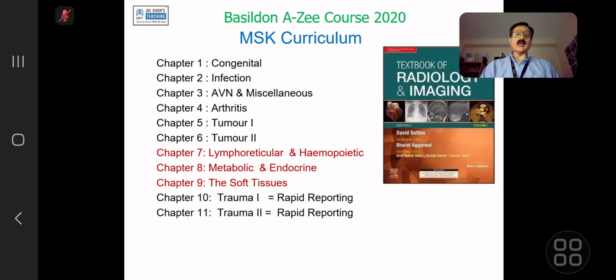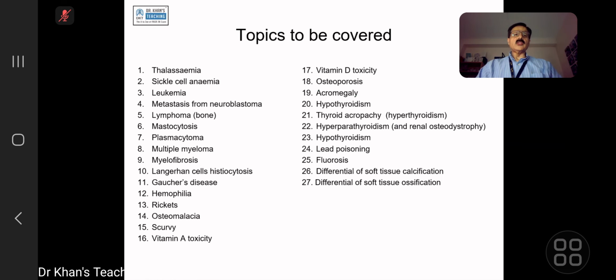Today's session, I am going to cover lymphoreticular and hematopoietic system, metabolic and endocrine, and a bit of soft tissue. This is my mandate today. These are the topics to be covered. You can take a screenshot of it. I'll show it to you again when we go to a particular chapter. There are 27 different things which we are going to cover, and of course, there are going to be multiple cases of each from the 2B perspective.